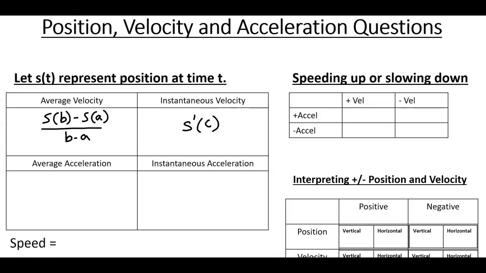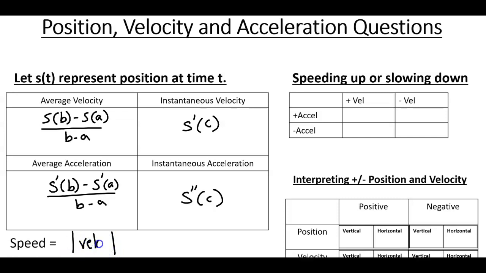Average acceleration is where you plug 2 points into your derivative and find the average rate of change of your derivative instead of the original function. Okay? Instantaneous acceleration would be the second derivative. Okay? And speed is the absolute value of velocity. So if your velocity, for instance, is s prime of c, you would take the absolute value of that. All right?